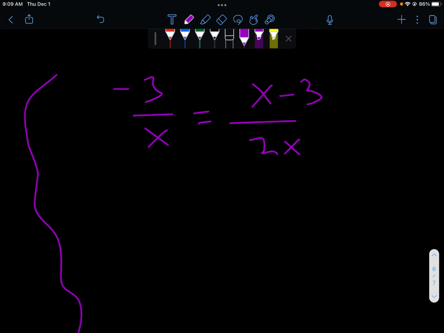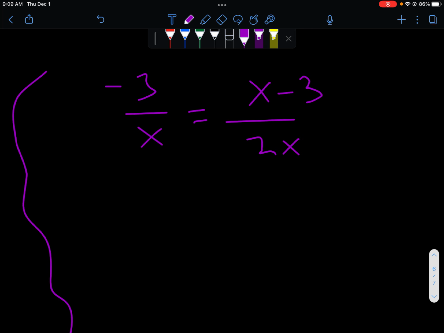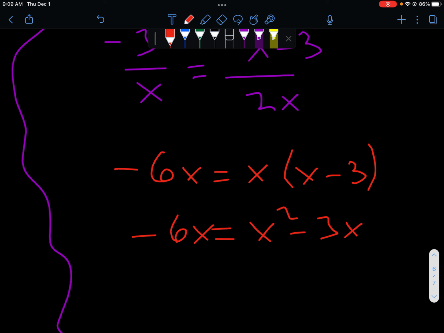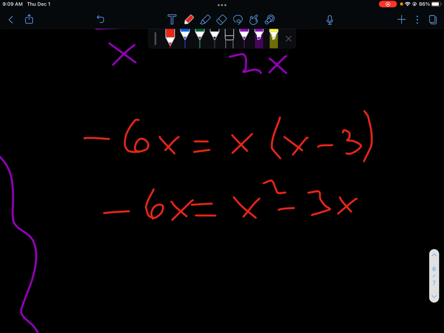Let's cross multiply. So that's the original problem. I'll switch colors now to stand out. Okay, negative 3 times 2x is negative 6x. On the other side, we need to take x times x minus 3. We'll have to distribute that x in order to solve for x, which takes us here. Once again, we have ourselves a quadratic equation. Once again, I'm going to try to solve by factoring. So I'll get all the terms on the same side by adding that 6x over. And when we add 6x to negative 3x, we'll get 3x.